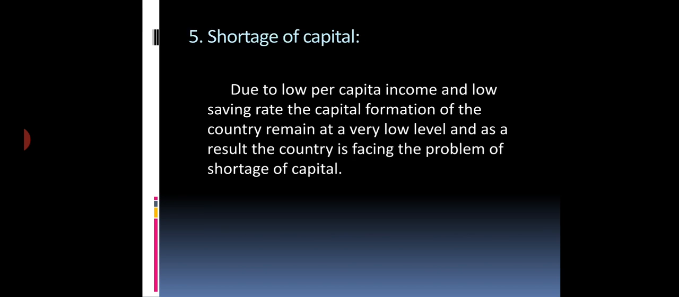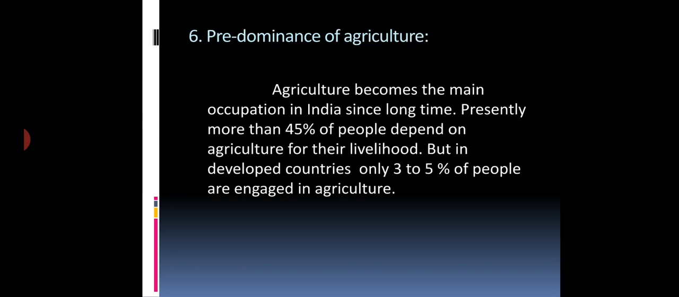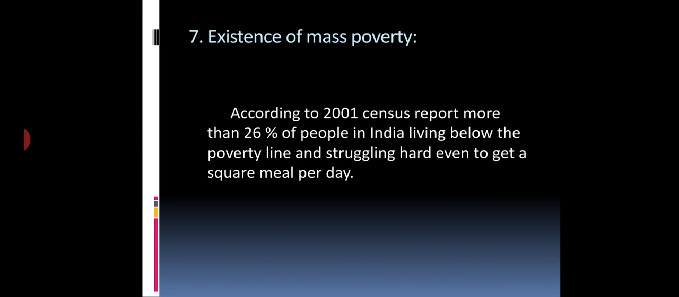The fifth characteristic of the Indian economy is shortage of capital. Due to low per capita income and low saving rate, the capital formation of the country remains at a very low level, and as a result, the country is facing the problem of shortage of capital. The next one is predominance of agriculture. Agriculture has been the main occupation in India since a long time. Presently, more than 45% of people depend on agriculture for their livelihood, but in developed countries, only 3 to 5% of people are engaged in agriculture.